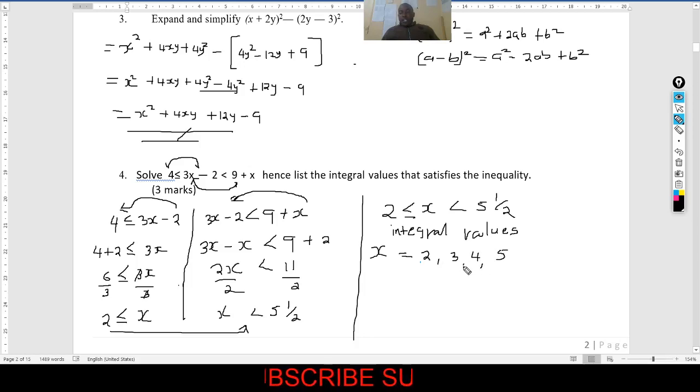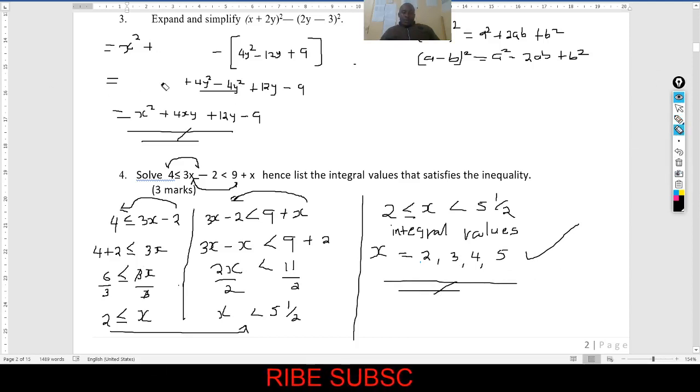We use only whole numbers. So these are the integral values. And therefore, that is how we solve such a question. We do our next question.